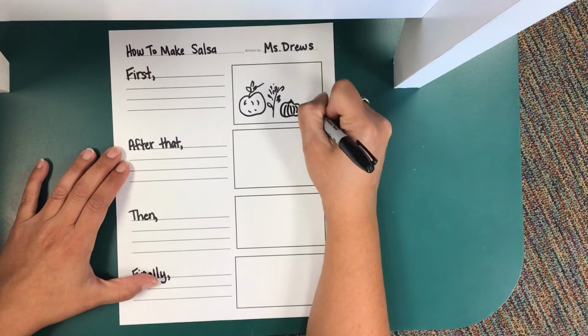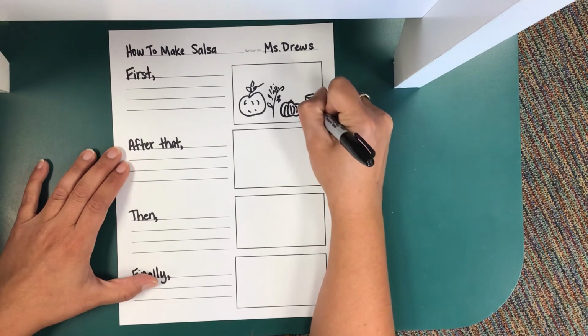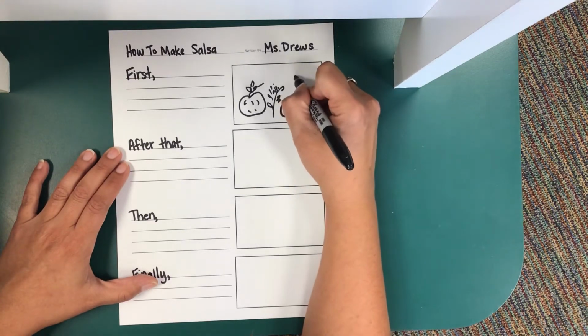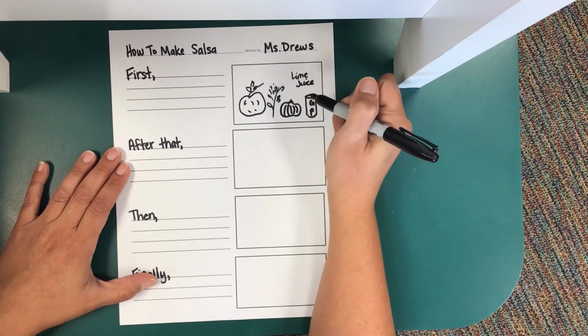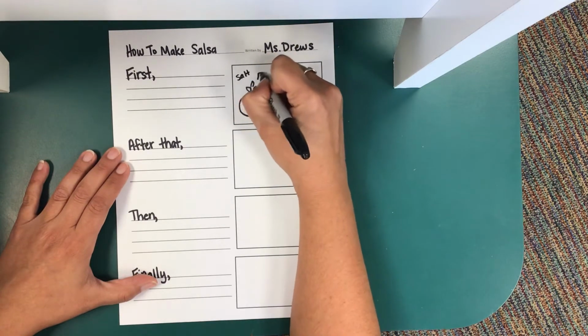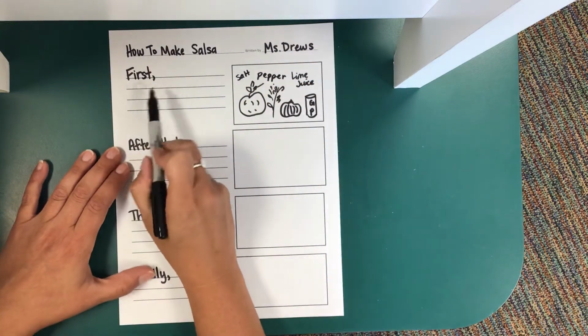I'm going to need some garlic. Sometimes I just use garlic powder if I don't have everything I need. So I'll put GP for garlic powder. Let's see, I'm gonna need lime juice. I'll just write the word lime juice in there. I know I'm gonna need salt and pepper, so I'll just kind of write that in there too. Salt, pepper.